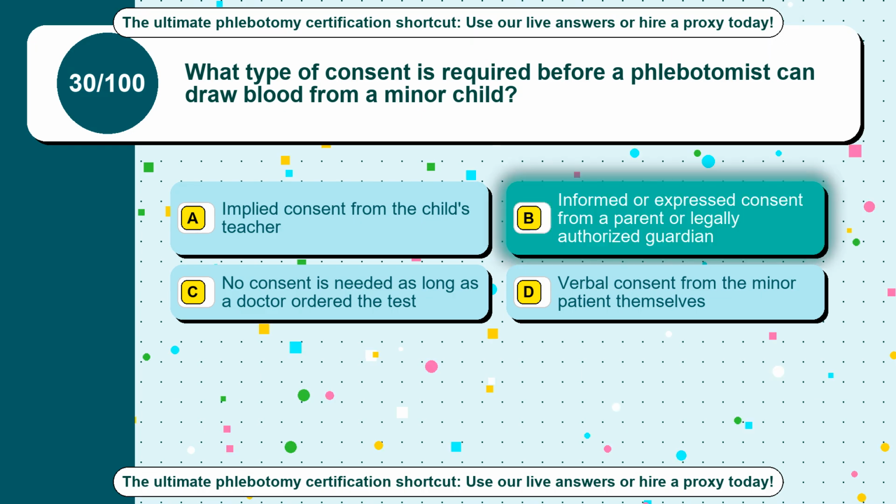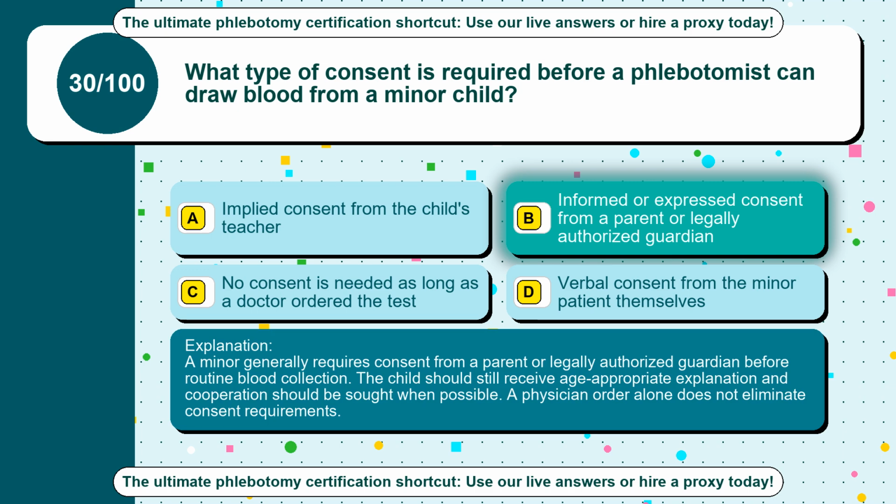The correct answer is option B, informed or expressed consent from a parent or legally authorized guardian. A minor generally requires consent from a parent or legally authorized guardian before routine blood collection. The child should still receive age-appropriate explanation and cooperation should be sought when possible. A physician order alone does not eliminate consent requirements.